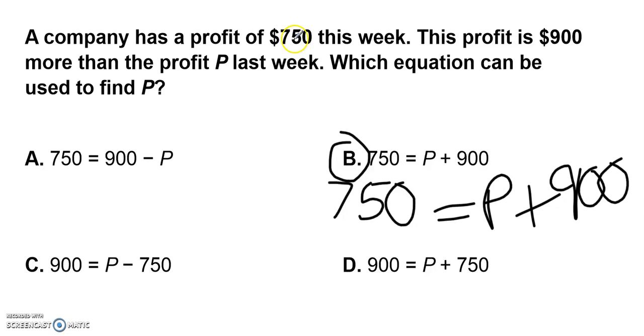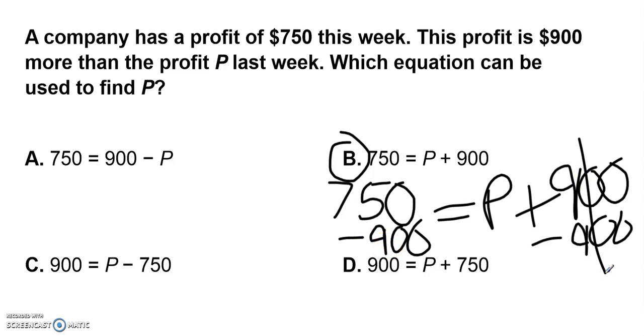Let me just talk it out for a second. They want to know how they got this $750 this week when it was P last week and it's $900 more than it was last week. And then we can actually solve for P by subtracting 900 from each side, and we get that this cancels, and P equals negative 250. So it looks like last week they had a negative amount of profit, like they did bad last week, and then this week they made it up by making $900 more. Okay.